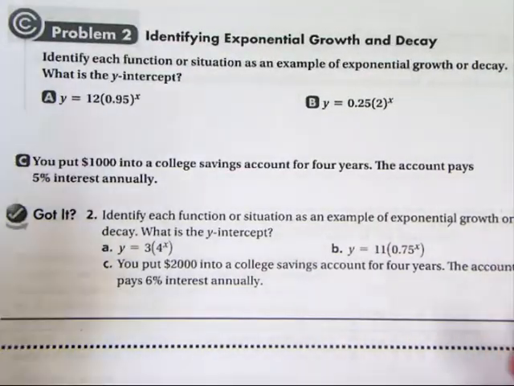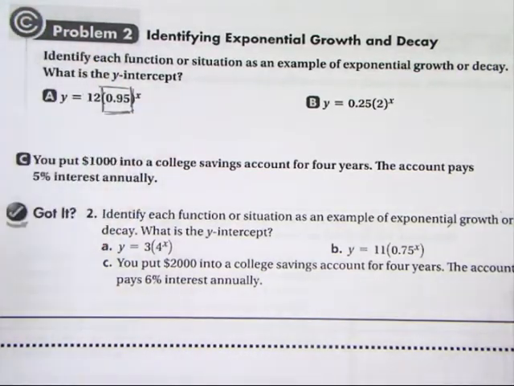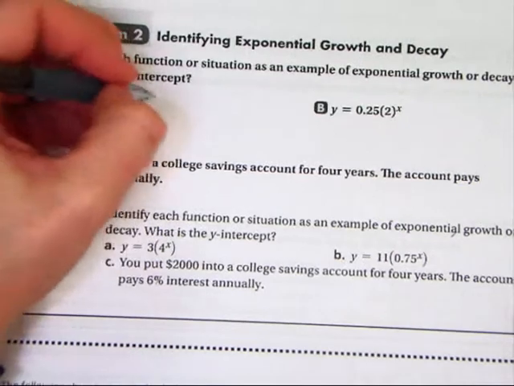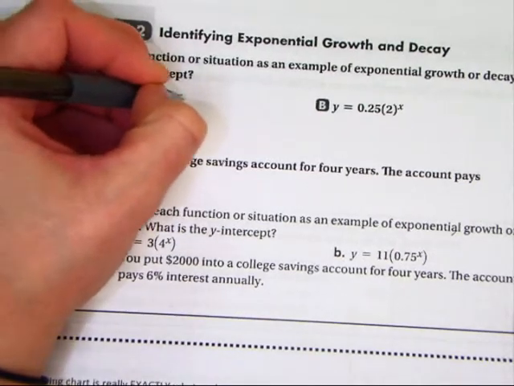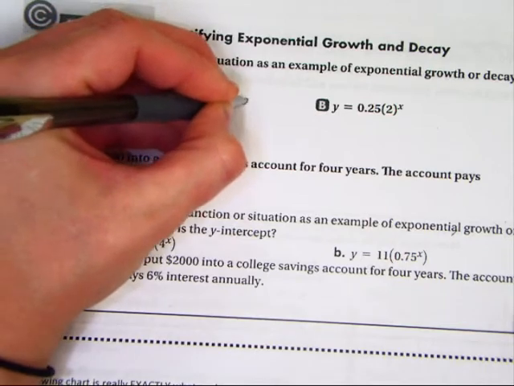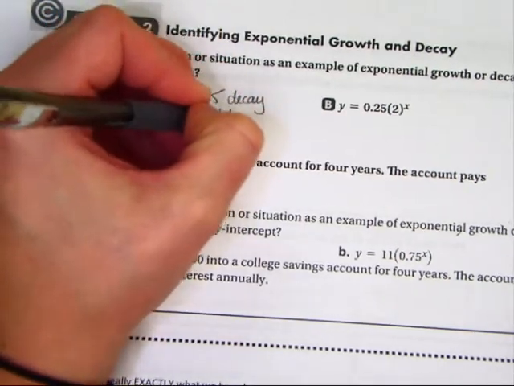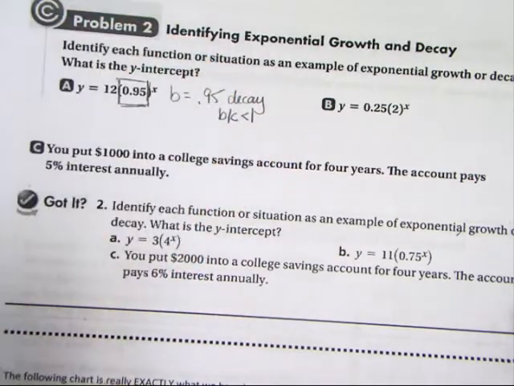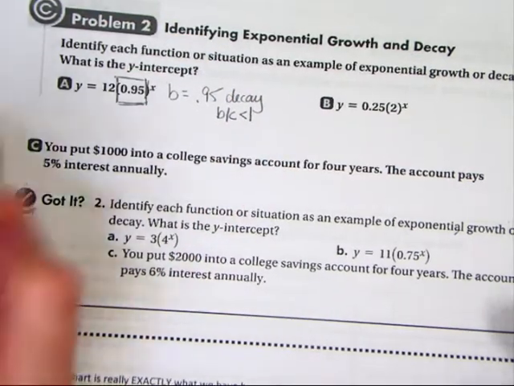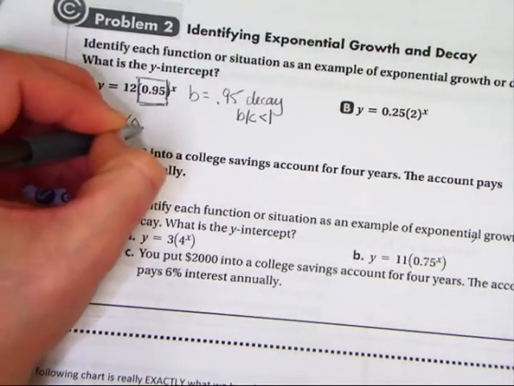Let's apply that to problem 2, identifying growth and decay. You're going to focus on b. This one is b, okay? Notice that we'll write b equals 0.95. That represents decay. Why does it represent decay? Because it's smaller than 1. And the y-intercept it asks for as well is (0, 12).